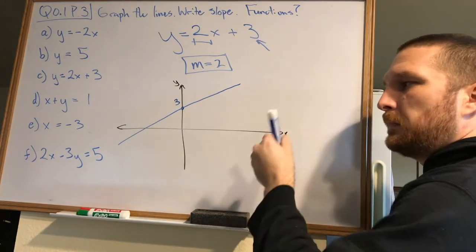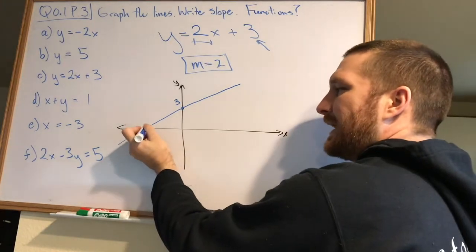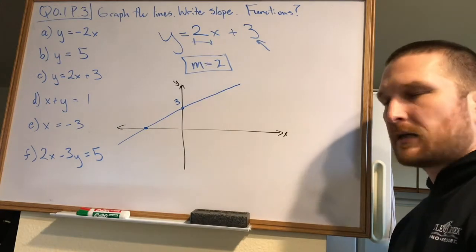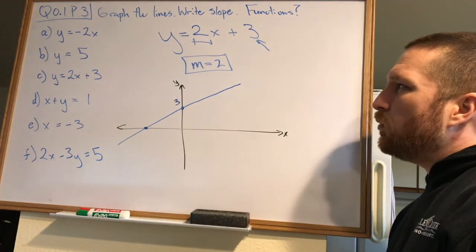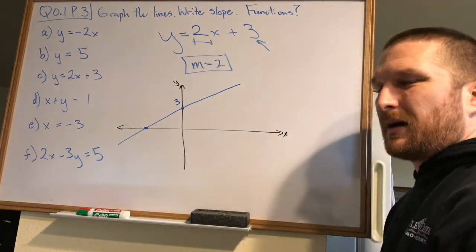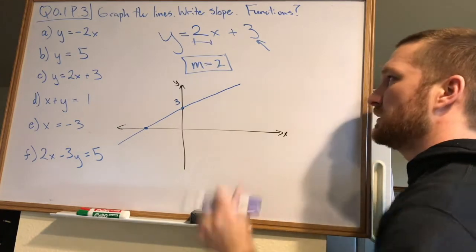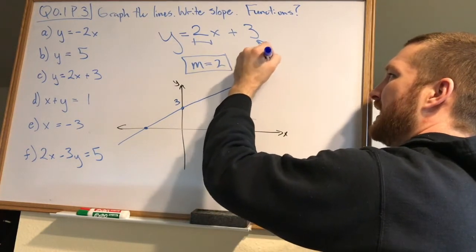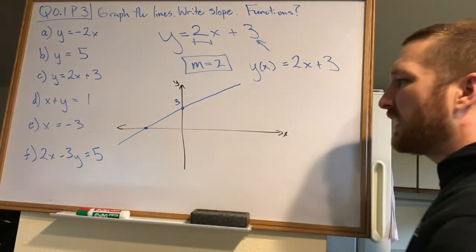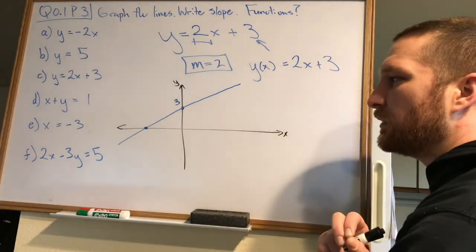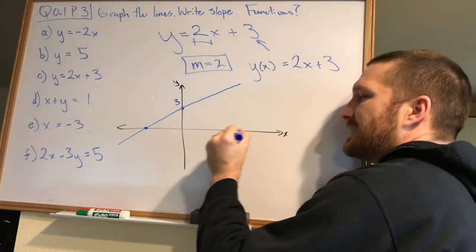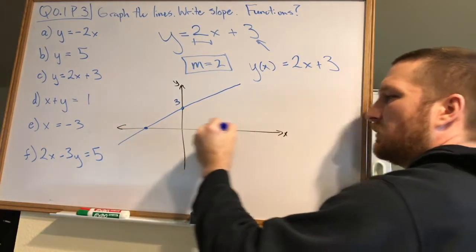So this goes through the x-axis right there. But where is that? We have to label that. Same way that we were just talking about, I love to think about these as functions. So I'm going to say y of x is equal to 2x plus 3. Now this is a relationship between the y outputs and the x inputs. And now we're trying to find out where it crosses the x-axis.